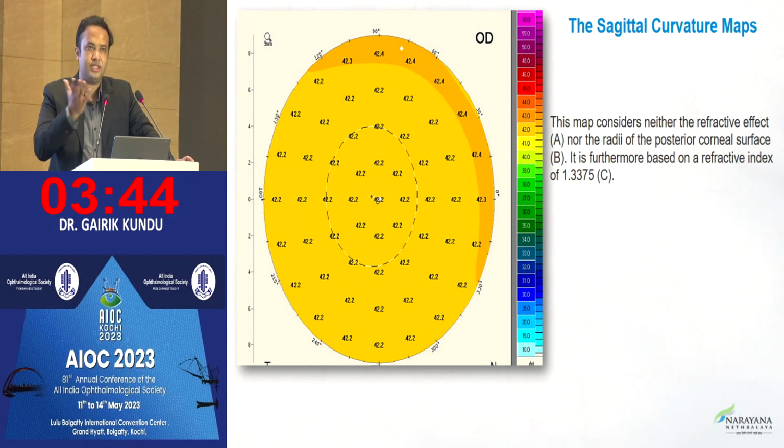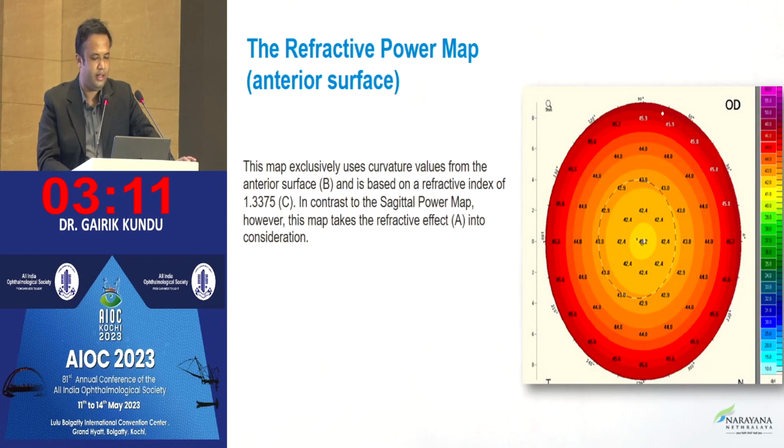Now, whenever you're looking at a sagittal curvature map, you need to understand that these readings are actually the same throughout. Why is that so? Is because this map does not take into account the refractive effect which I spoke about, which is spherical aberration. So the first mistake people make is that axial and sagittal curvature maps cannot be used interchangeably. Sagittal curvature maps consider curvature without spherical aberration, and therefore you get the keratometry which is kind of uniform from the center to the periphery.